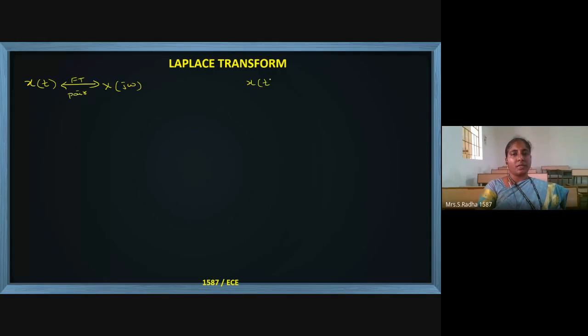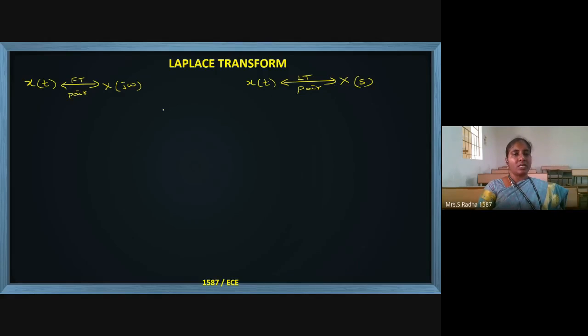For the same x of t, we can also calculate the Laplace transform, and it is represented by x of s. It is called the Laplace transform pair, double-sided arrow. Forward direction is Laplace transform, reverse direction is inverse Laplace transform.